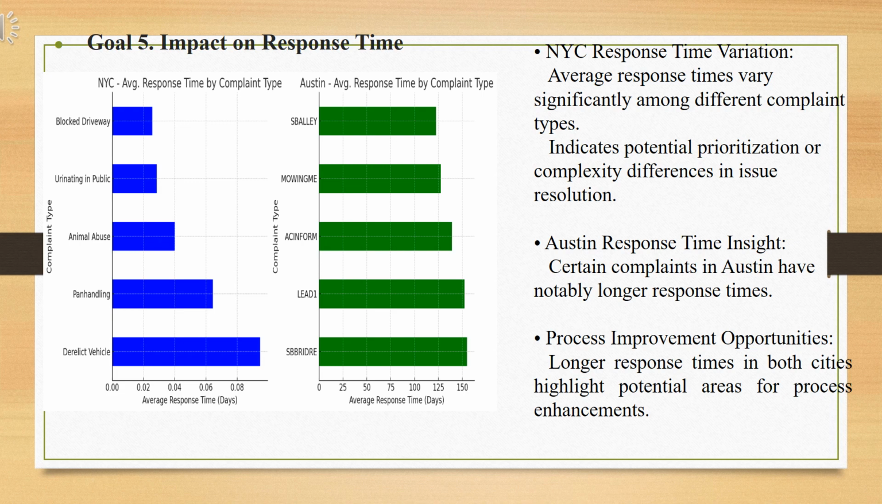Coming to goal 5, there is impact on response time. Going to the graphs, New York City response time variation: average response time varies significantly among different complaint types, indicating potential complexity differences in issue resolution.